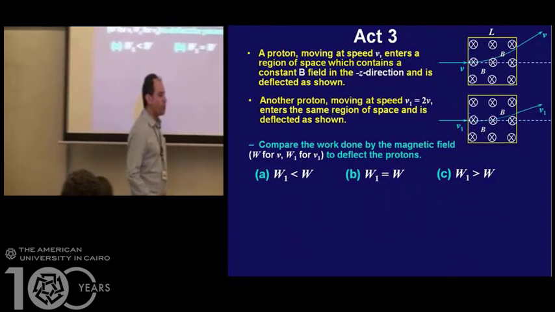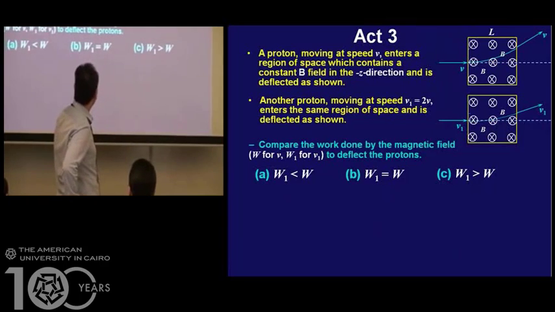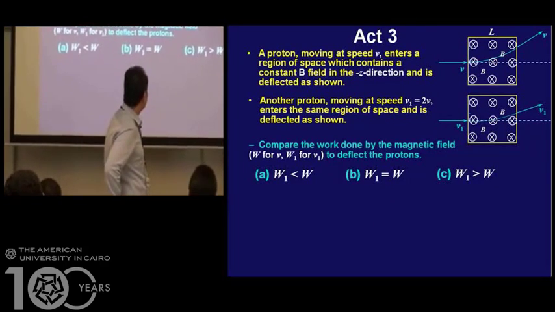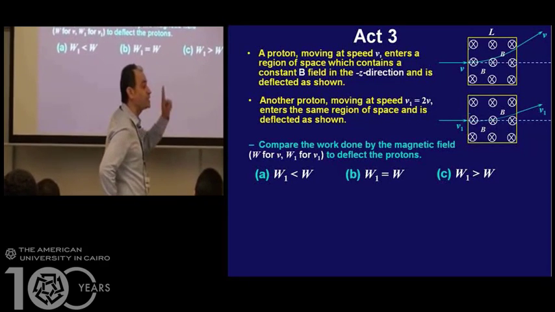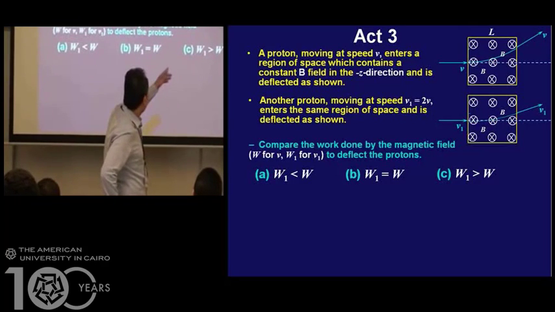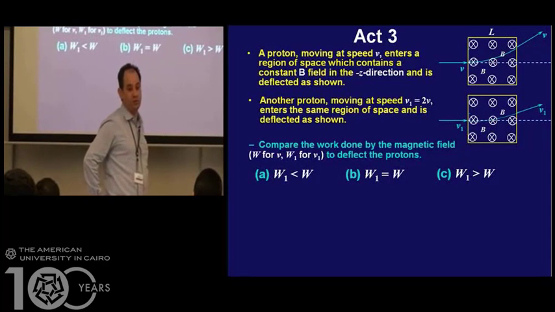More important, you have two objects, two protons. One moves with the velocity v, and the other one moves with the velocity v1, which is double v, 2v. v and 2v. And we need to compare between the work done by the magnetic field on the two protons. Work done.